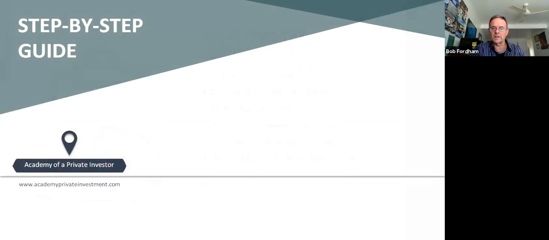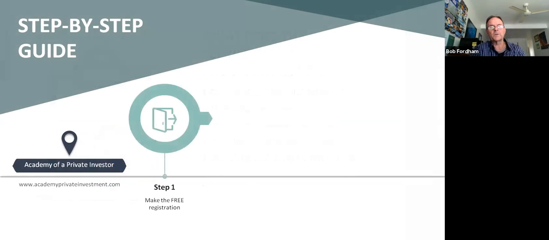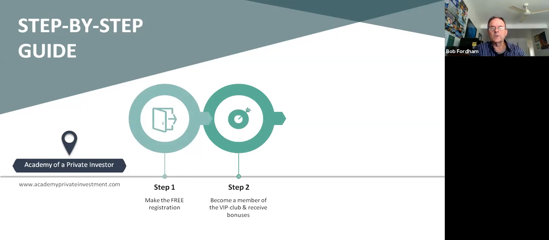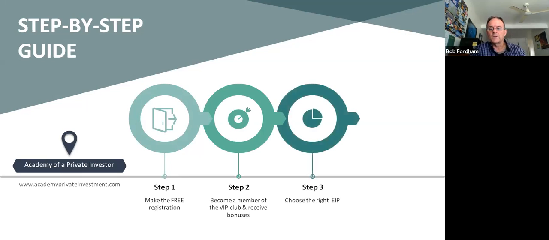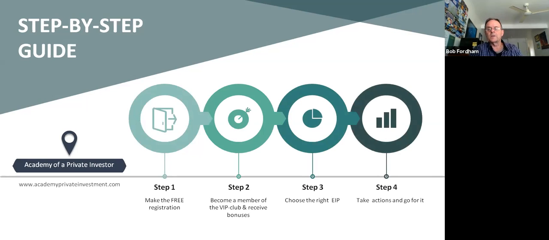The step-by-step guide for the Academy of the Private Investor is very simple. Step 1, you make a free registration. You just say yes and figure it all out later. Once you do, you have the opportunity to become a member of the VIP club for as little as $10 US per month. You receive bonuses immediately. You gain the right to choose an EIP package that suits your budget. And you take action and go for it.